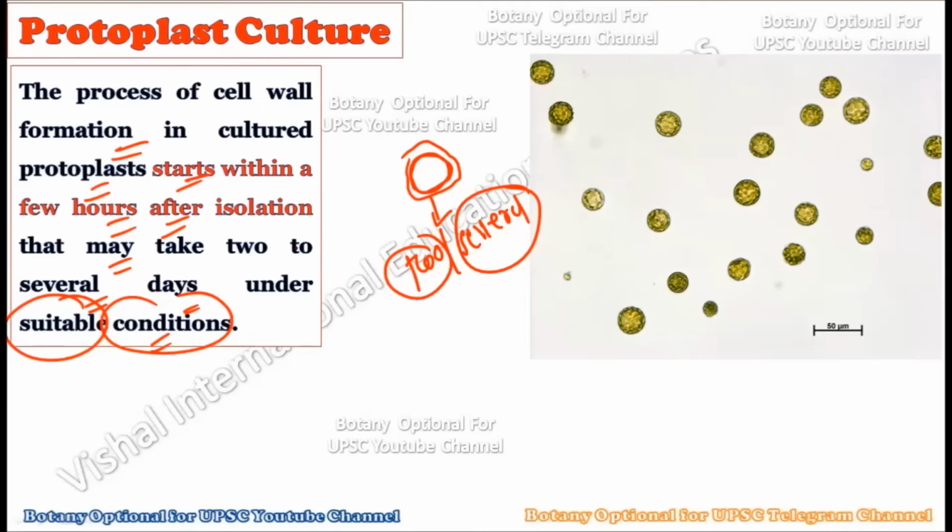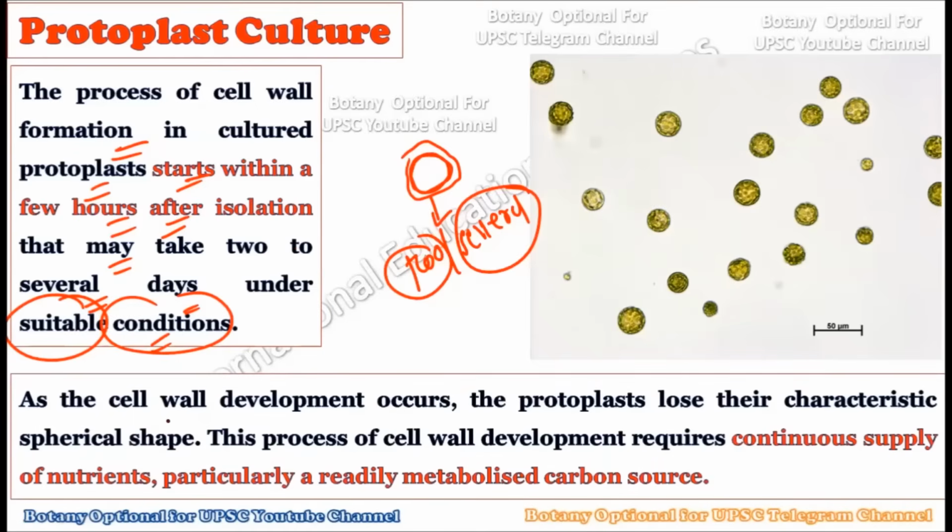So within a few hours of planting the protoplast on the media, it will start growing and create the cell wall around it, but it can take 2 days to several days. It will all depend on which suitable conditions you have provided. Now see, as the cell wall development occurs, the protoplasts lose their characteristic spherical shape. Initially there is a spherical shape, but as cell wall formation takes place, this spherical shape is lost, and a different shape is acquired by the protoplast. This different shape is an indication that growth and development is occurring within the protoplast culture.